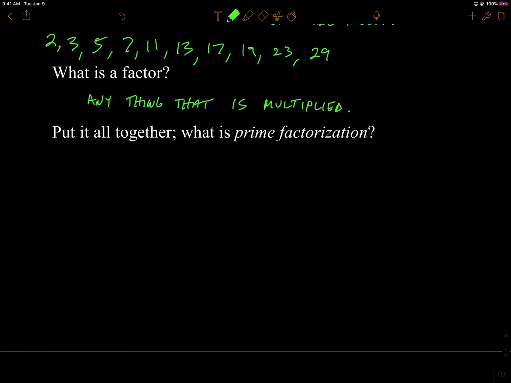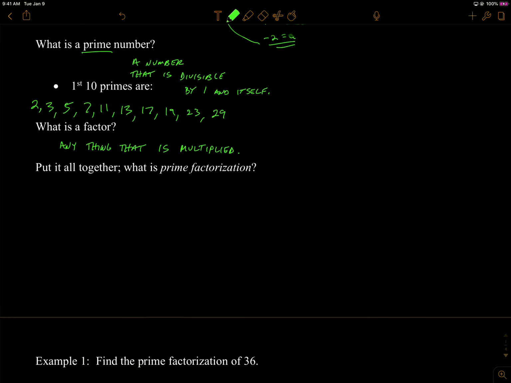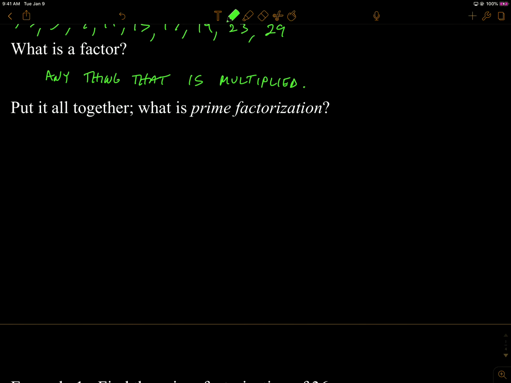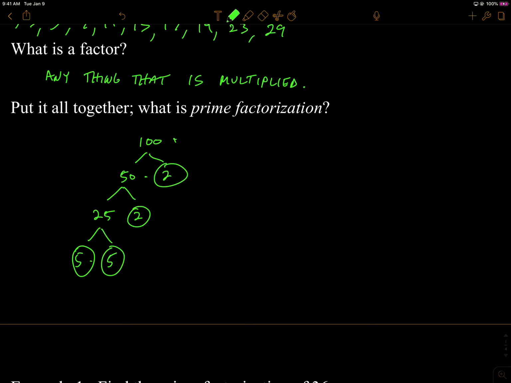Put it all together, what is prime factorization? That means factoring a number down to its primes. So we've done things like 100. I could factor that into 50 times 2. I can factor the 50 into 25 times 2. I can factor the 25 into 5 times 5. And now it's down to its primes. So the prime factorization of 100 is 5 times 5 times 2 times 2.